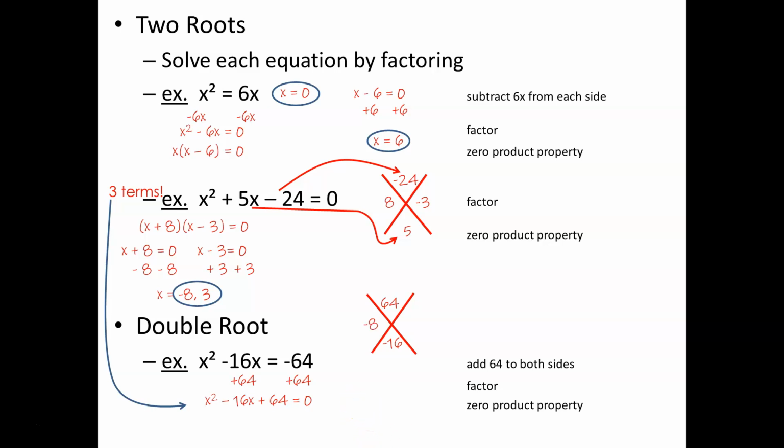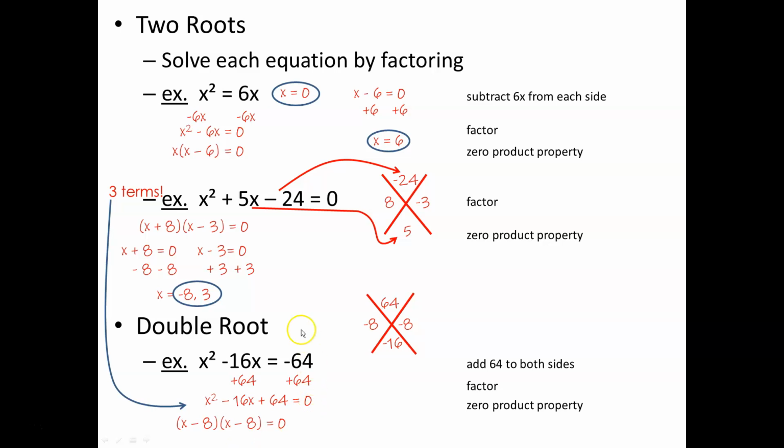If you said negative 8 and negative 8, you're right. Negative 8 times negative 8 equals positive 64. Negative 8 plus negative 8 equals negative 16. So what we end up with as factors, because our variable is an x, is x minus 8 times x minus 8 equals 0.